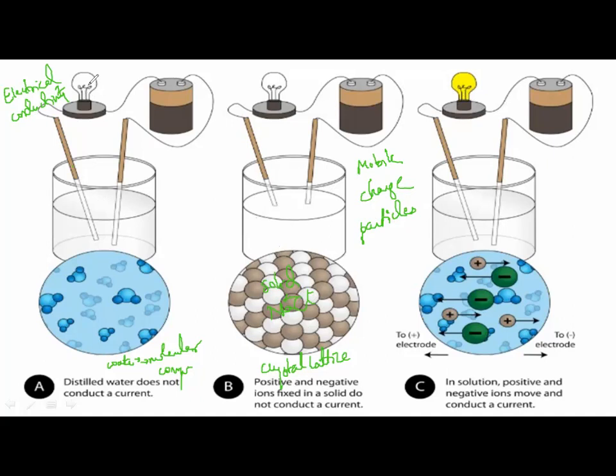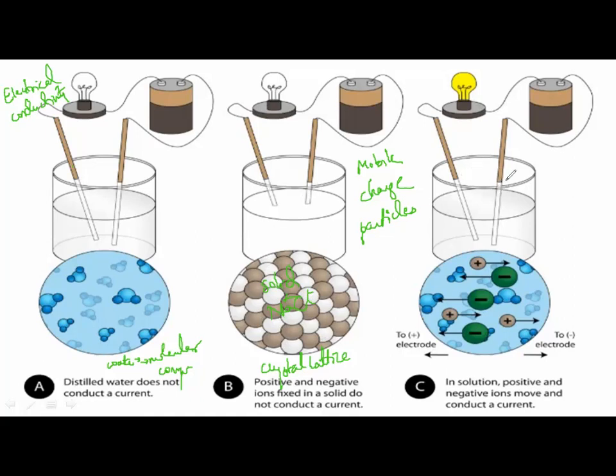You can see here, in this case, the bulb is not glowing because distilled water is a molecular compound. In this case, though I have taken an ionic compound, the bulb is not glowing because the positive and negative ions are present, but they are not free. They are held in a crystal lattice. Therefore, they will not move between the electrodes.